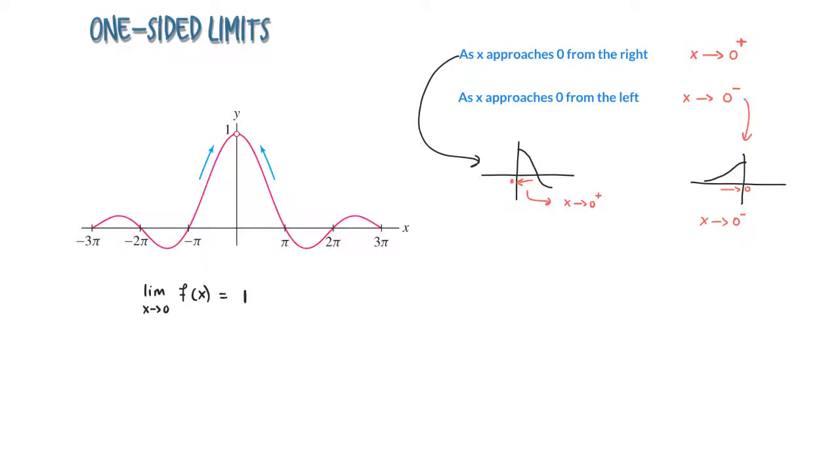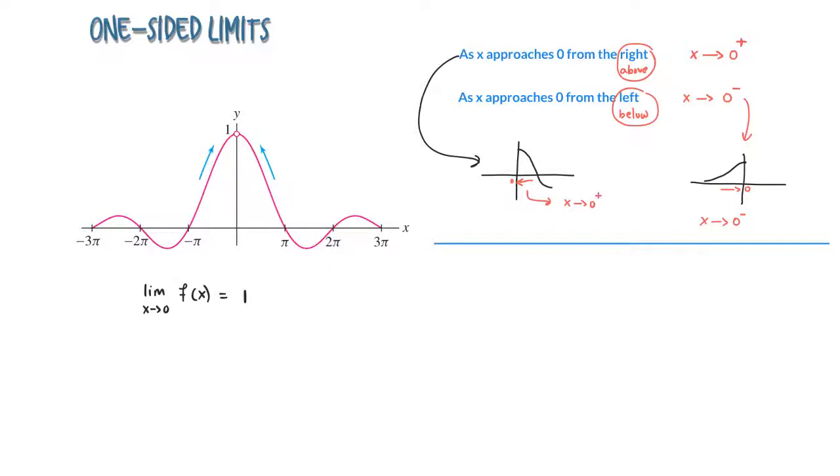I should better mention here that some textbooks, instead of saying from the right, say from above. Saying above and saying right is the same thing. And instead of saying left, some textbooks will say below. As x approaches 0 from below, from below means from the left. As x approaches 0 from above, from above means from the right.